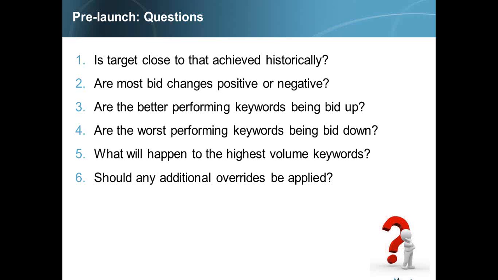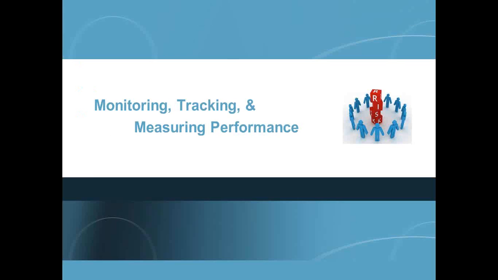And then should any additional overrides be applied? Are there any scenarios where I have keywords that might not necessarily operate at the efficiency I've set, even if that's for a period of time? If that's the case, should I be applying overrides to those keywords now, before I go live with Marin bidding?